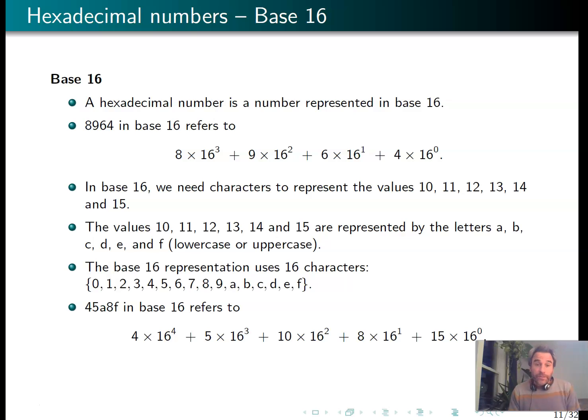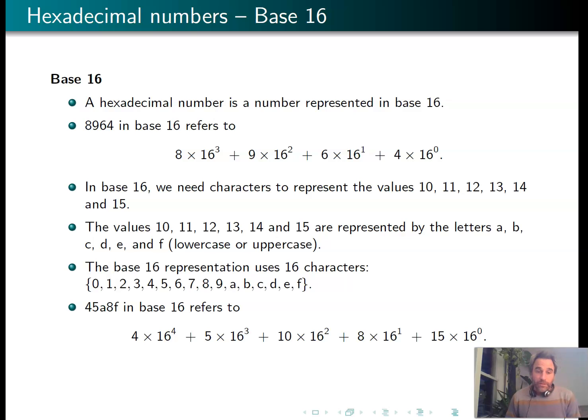In base 16, we use 16 as the base. So 8, 9, 6, 4 in base 16 refers to the following operation. So 8 times 16 to the power 3 plus 9 times 16 to the power 2, and so on. In base 16, we need 6 more characters to represent the values 10, 11, 12, 13, 14, and 15. And these characters are the letters A, B, C, D, E, and F. So the base 16 representation uses 16 characters.